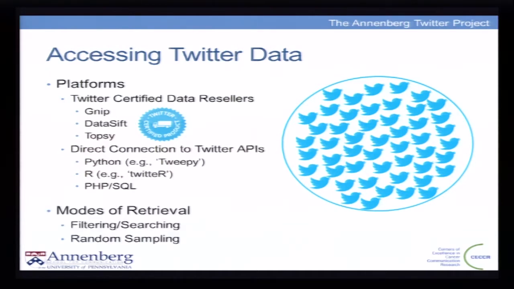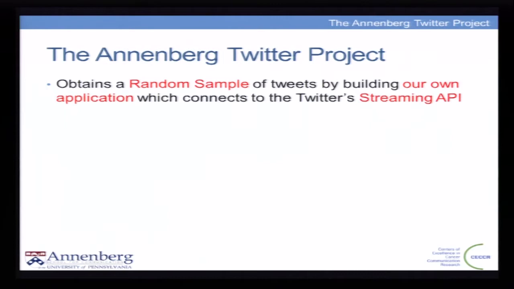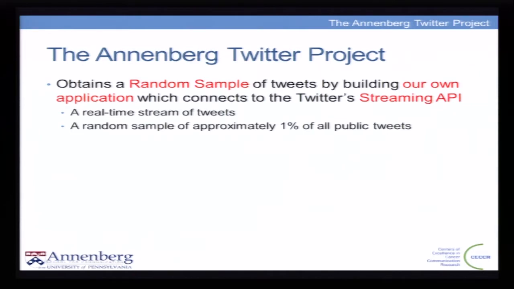In terms of modes of retrieval, I think there are two broad categories. One is using some kind of filtering or searching, like filtering by country or using some keywords, and the other is random sampling. Our goal in this project was to obtain a random sample of all tweets by building our own application which connects to the Twitter streaming API. We are getting a real-time stream of tweets, which is a random sample of about 1% of all tweets. Tess will discuss more details about this process.